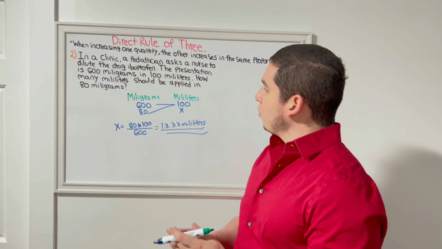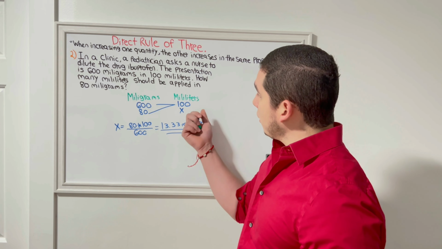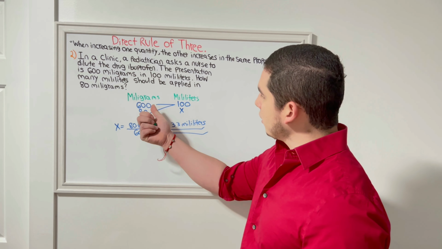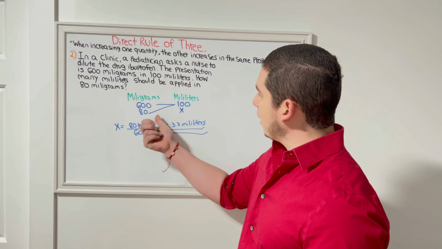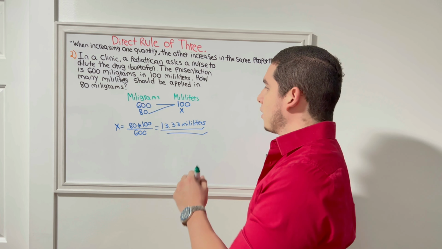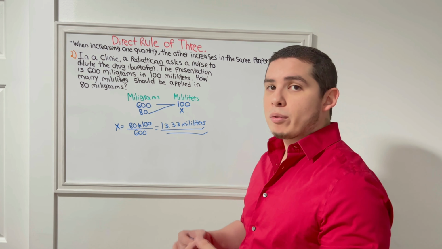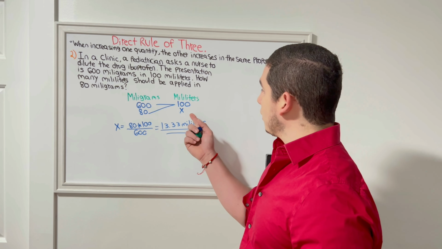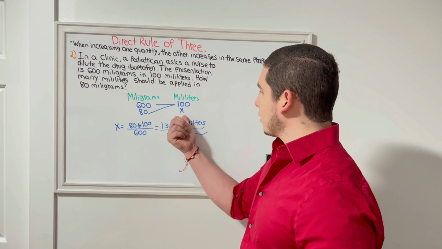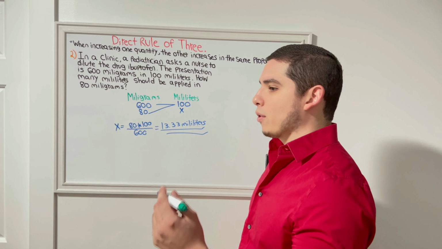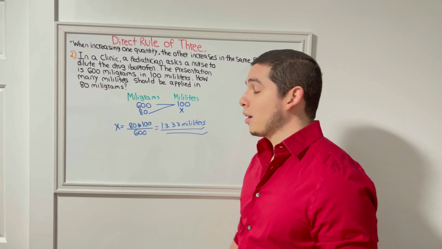One more time. We first had to identify which are our variables, what is the information that we had, and then write X on the value that we want to know. In this case, it was milliliters. Therefore, we write X here, and we just simply cross multiply and divide.